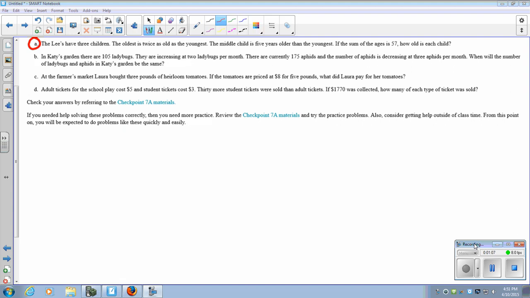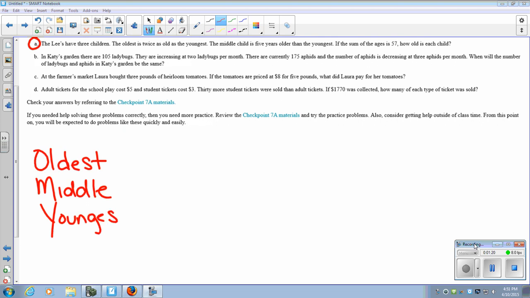Okay, it's a lot of words. So I know I have an oldest child. I know I have a middle child. And I know I have a youngest child. So I'll start with that. I am going to think about what I want my variables to be. I don't want 3 variables, so let's see if I can pare this down.